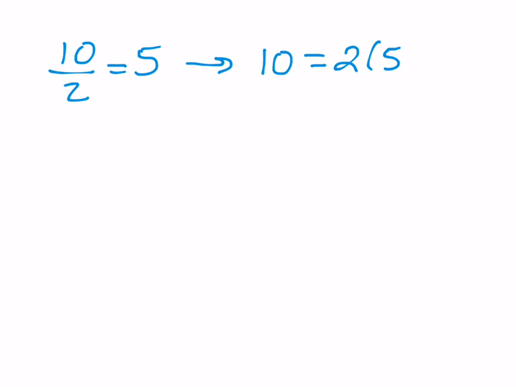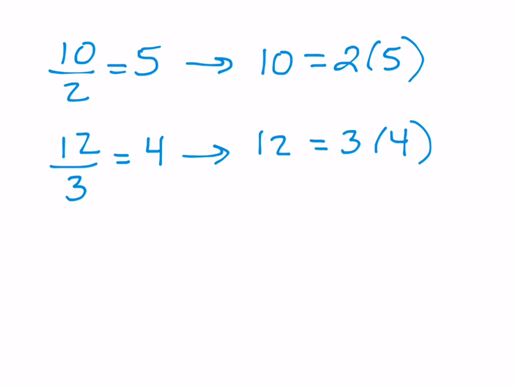Let's begin with a completely different division fact. Let's start with 10 divided by 2. Alright, so we know that this is 5, and there's always a related multiplication fact that goes along with this to explain. So 10 divided by 2 equals 5 because 10 equals 2 times 5. Or 12 divided by 3 equals 4 because 12 equals 3 times 4.